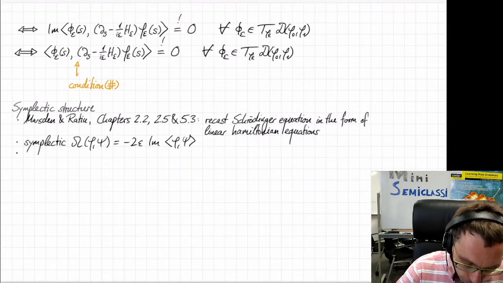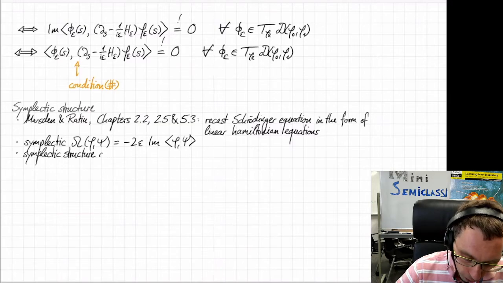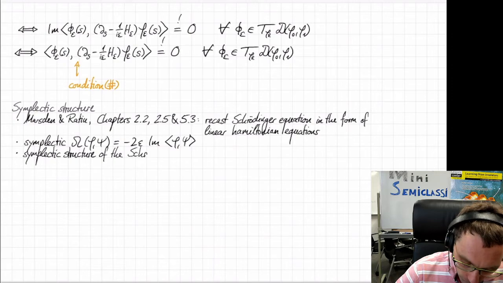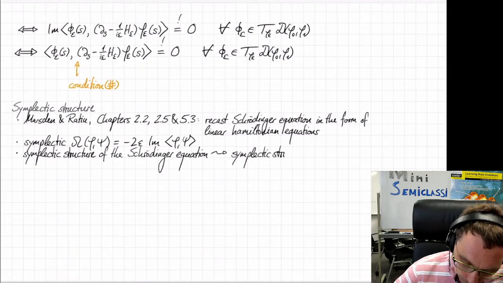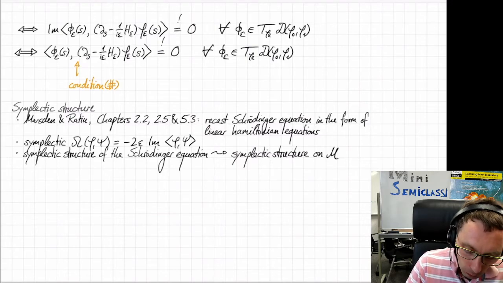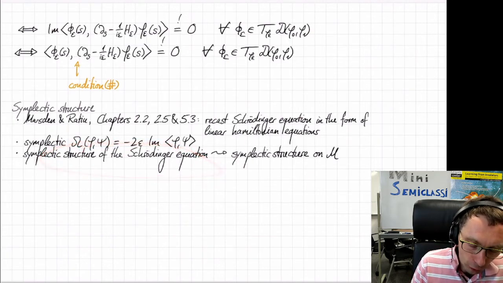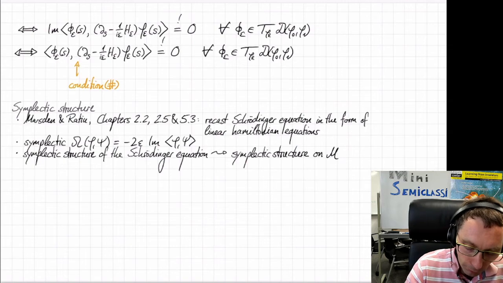So the symplectic structure of the Schrodinger equation induces a symplectic structure on M. So I'm being very vague here. There is actually a step in the middle, because it is more immediate that the symplectic structure of the Schrodinger equation induces a Poisson structure of functions on M.